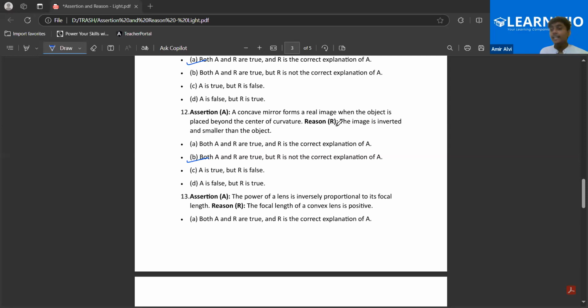At first we think whether it's true or not, instead of connecting them. The first thing we do is that sometimes assertion and reason are both independent sentences. The image is inverted because whenever the object is placed beyond C, it is inverted in nature and it is smaller. Clear? So they both are independent, they are not connected to each other. That's why both A and R are true, but R is not the correct explanation of A.